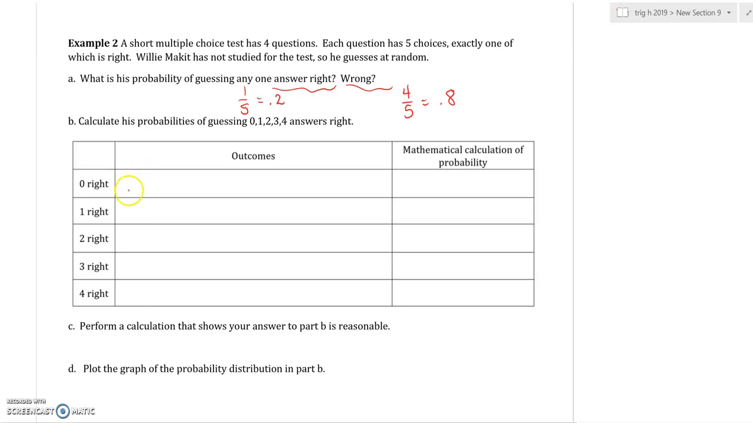So if I said 0 right, wouldn't that be wrong and wrong and wrong and wrong? So that's 0.8 to the 4th, that's 0.41.